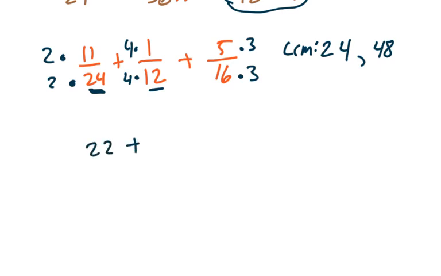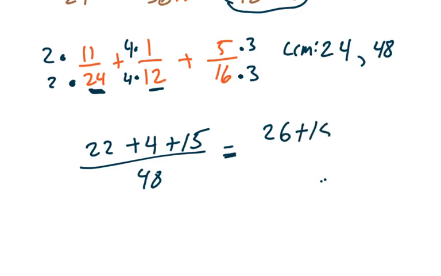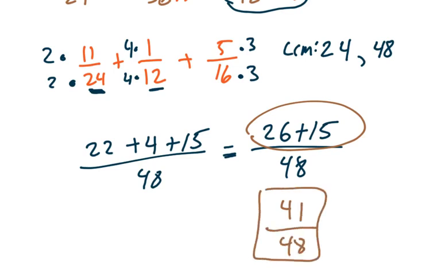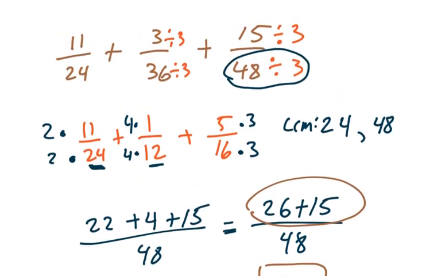So this becomes 22 plus 4 plus 15 all over 48. Let's clean it up. 22 plus 4 is 26, plus 15, all over 48. And now what we're going to do is put 26 and 15 together. That's going to give me 41, and that's going to be over 48. So that's something that you would probably see on a final or a big test, so you want to be comfortable with that. In any case, now I'm done, and I will see you guys in the next video.